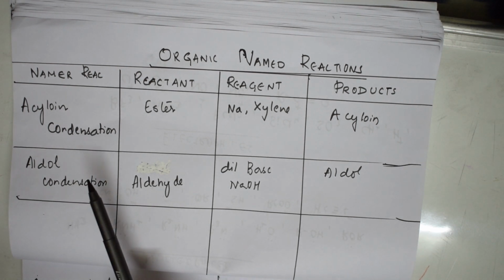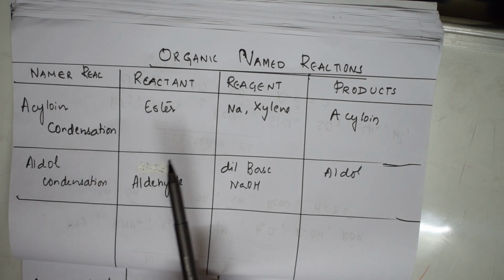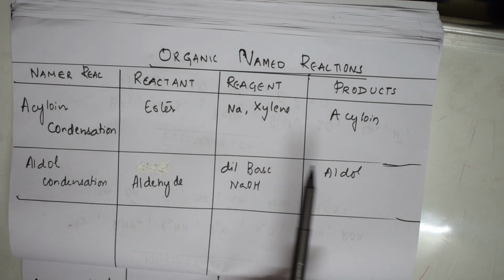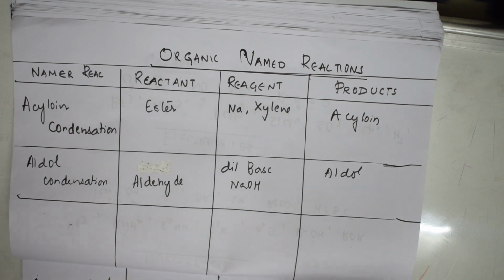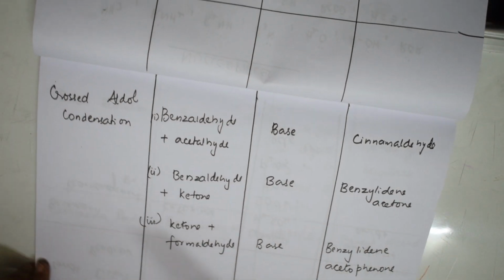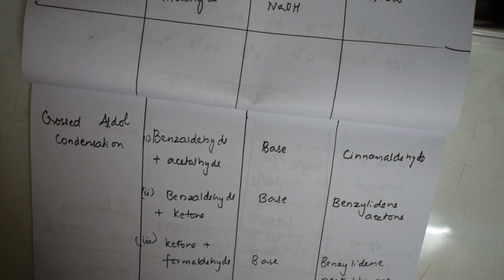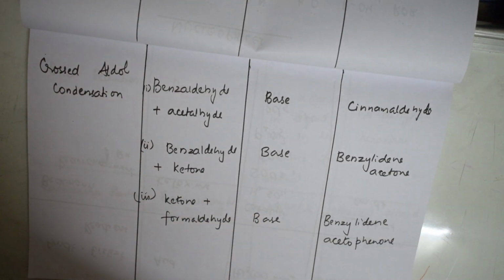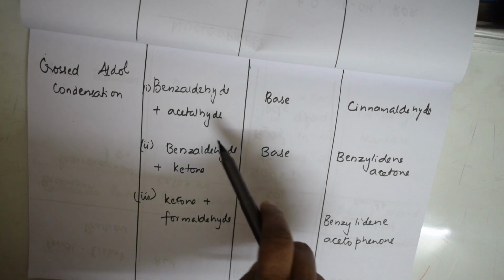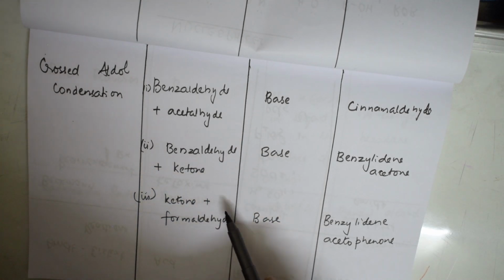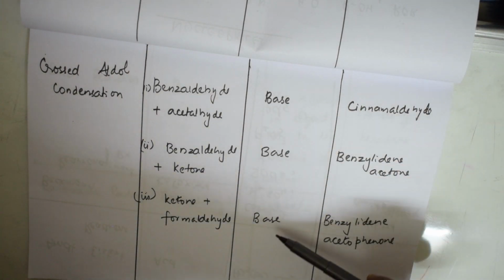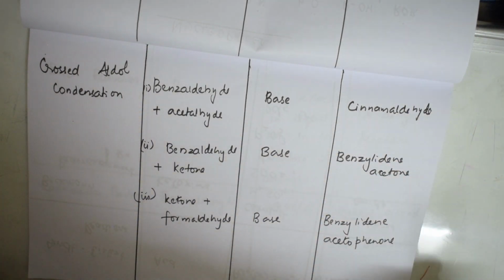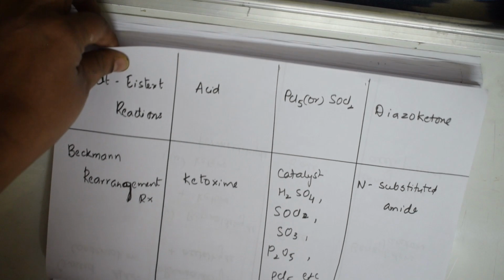So here I have taken acyloin condensation, reactant is this, reagent is this, product. Then aldol is taken here. In the next page, cross aldol. So basically cross aldol you will be studying, no? You will be doing the cross between benzaldehyde, acetaldehyde, ketone also, formaldehyde also. So I have taken all the options. I have written what reagent is required and what the product is. Perfect. Now next, let us see some more.